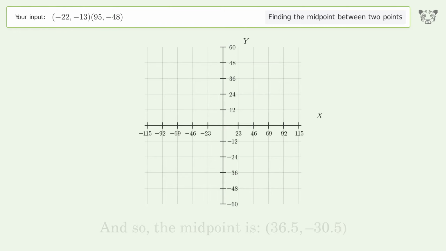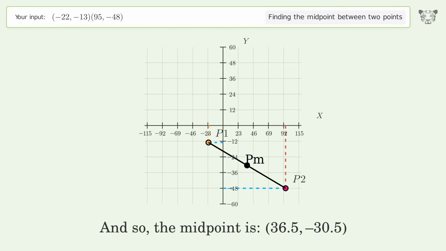And so, the midpoint is 36.5, negative 30.5.